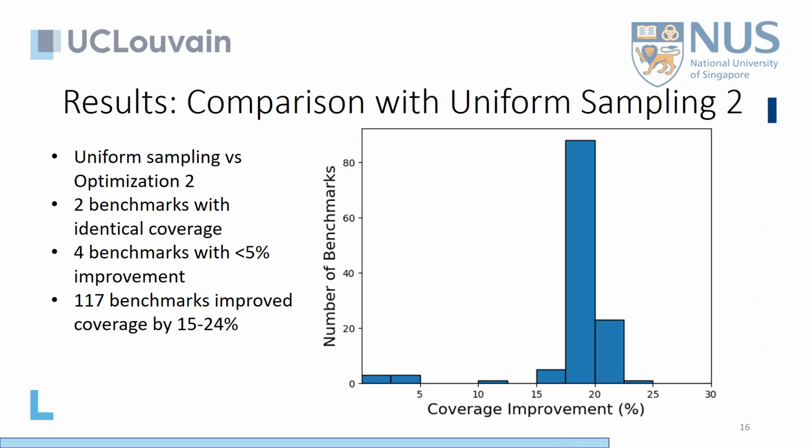So the histogram on all benchmarks is shown here. Here we compare the coverage of uniform sampling and of the optimization 2. And on two benchmarks, we reached identical coverage. Four benchmarks show a small increase of less than 5%, though some of them were already quite good with uniform sampling. For example, if uniform sampling can cover 98%, we cannot really expect a high increase with our approach. While on 117 benchmarks out of 124, we have an increase of coverage by at least 15%.